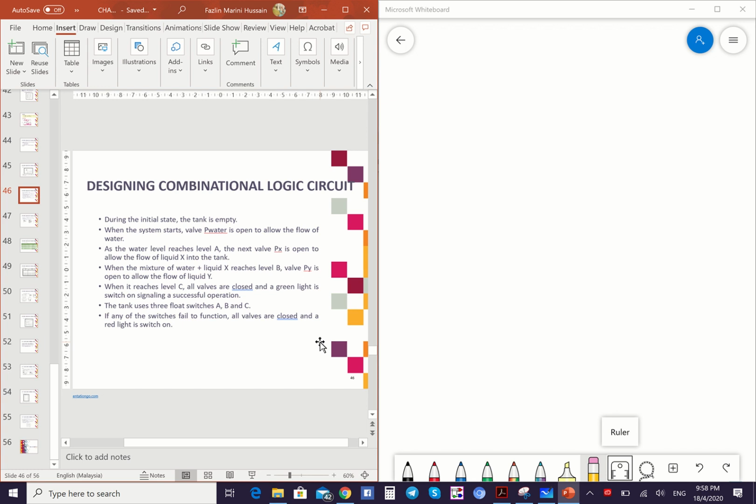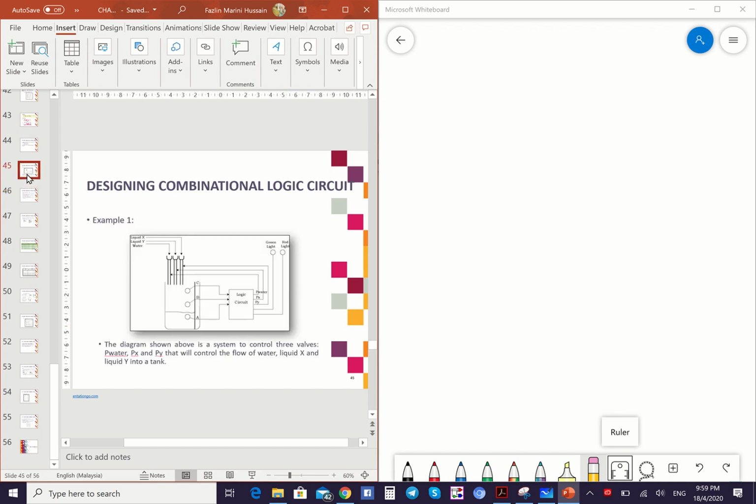Based on the question, you need to understand the operation of the system, because our first step is deriving the truth table. Your truth table must have 2 parts, input and output. Based on the diagram and the explanation of the system, you need to figure out how many variables there are for the input, and also how many outputs there are. Looking at this diagram, the input is the float switches, because they control the water level, liquid X and liquid Y levels inside the tank. That's why your input is A, B, and C.